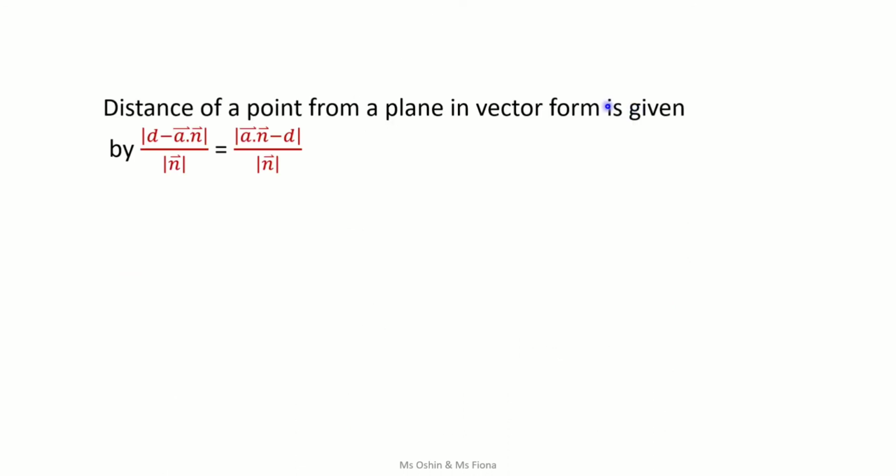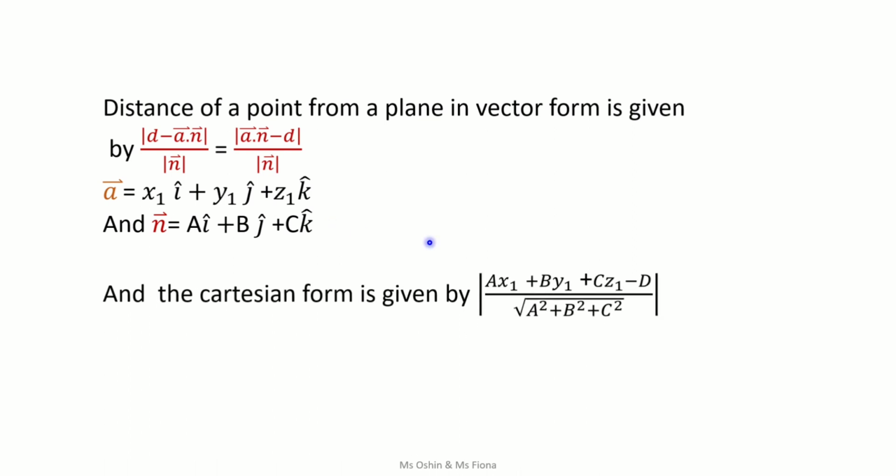Since we are taking the modulus, we can write modulus of d minus vector a dot vector n also as vector a dot vector n minus d. Let us take vector a as x1 i cap plus y1 j cap plus z1 k cap and vector n as a i cap plus b j cap plus c k cap. Substituting in the vector form, we get modulus of ax1 plus by1 plus cz1 minus d divided by magnitude of vector n, which is square root of a square plus b square plus c square. This is the Cartesian form of the equation.